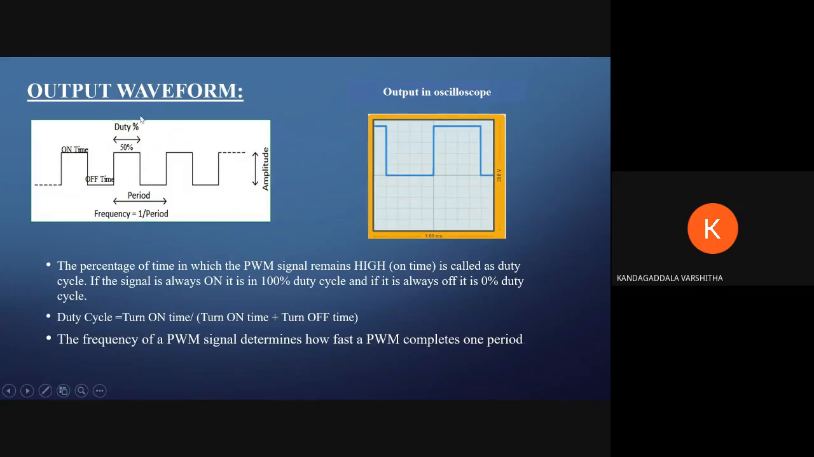The square wave output contains both on-time and off-time. As we know, one full cycle is called a time period, and the reciprocal of the time period is known as frequency. The time during which the signal remains high, which is the on-time, is known as the duty cycle. If the signal is always on, it is called a 100% duty cycle. If it is always off, it is known as a 0% duty cycle. From the above discussion, we can define the duty cycle as the ratio of turn on time to the sum of turn on time plus turn off time.